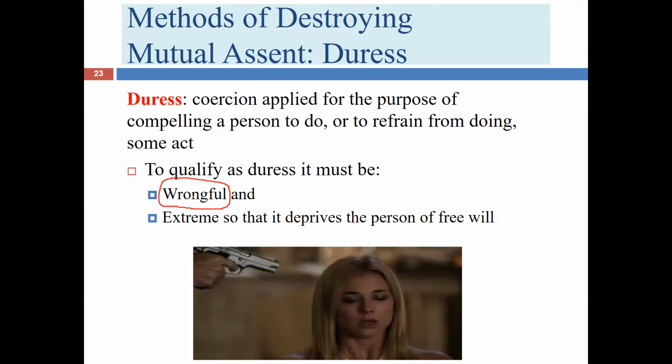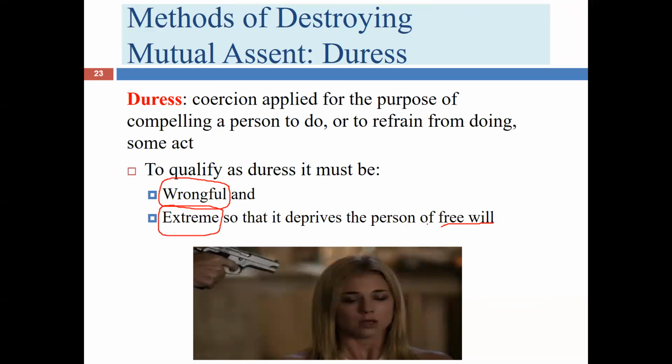But doing something wrongful isn't enough in and of itself. Let's say I threaten to sue you, but you haven't breached the contract at all. But you are a billionaire, and all I could sue you for would be maybe $10,000. Well, under those circumstances, I'm not really applying an extreme amount of pressure to you. Whether you win or lose a lawsuit, your life is going to go on pretty much as it is. So even though the duress I'm applying is wrongful, it isn't so extreme that you would lack free will.